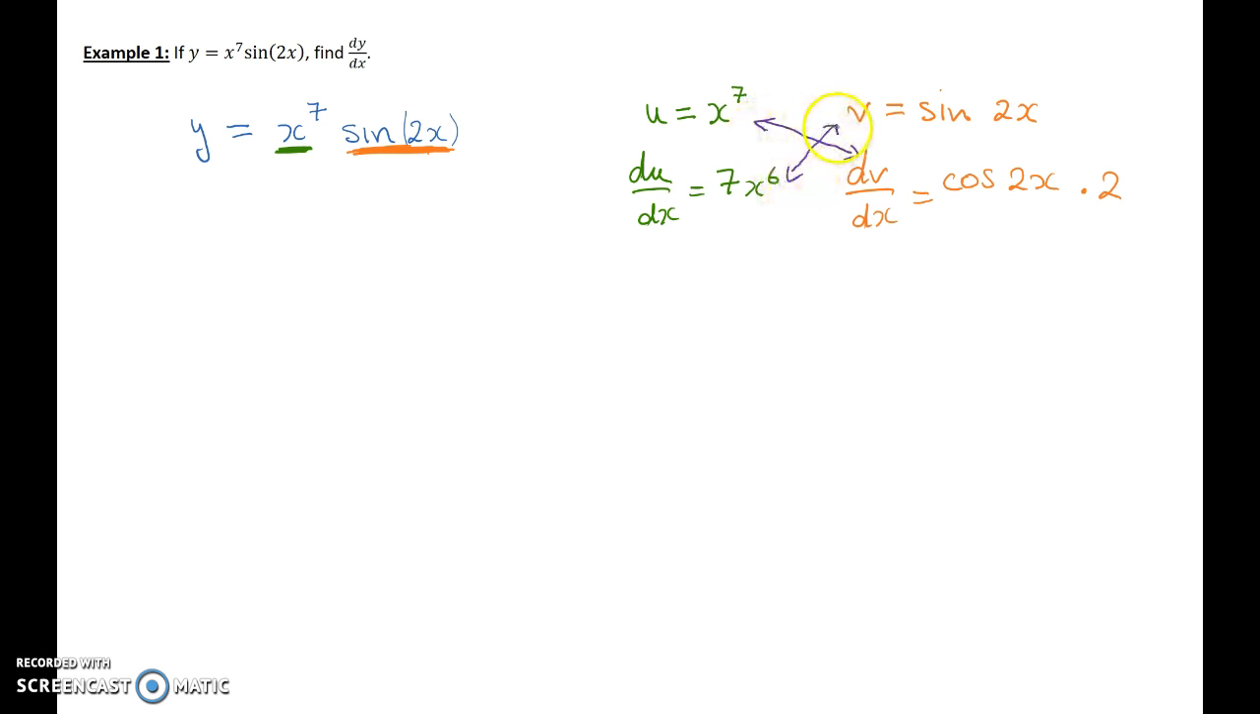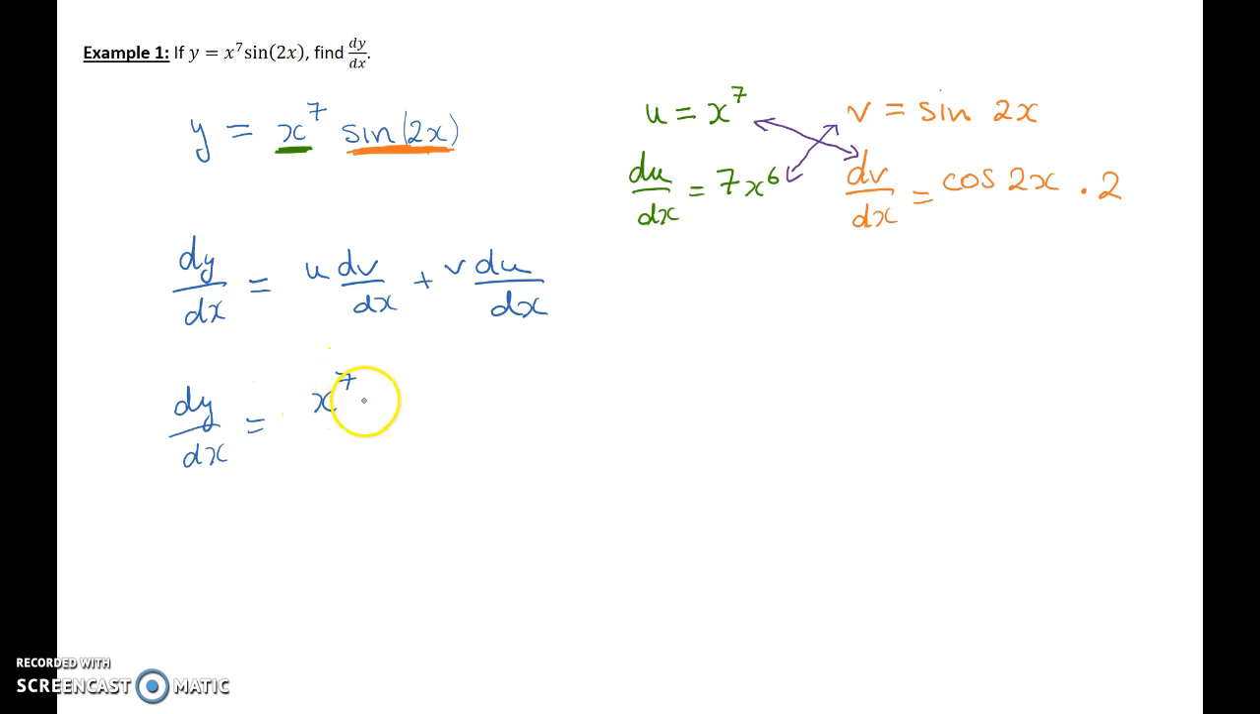And you put the different pieces together because dy dx, the little formula for it, is u dv dx plus v du dx. Okay, so that's going to give you dy dx is equal to u, x to the 7, by dv dx, which is cosine of 2x times 2, plus v, which is the sine of 2x, by du dx, which is 7x to the power of 6.